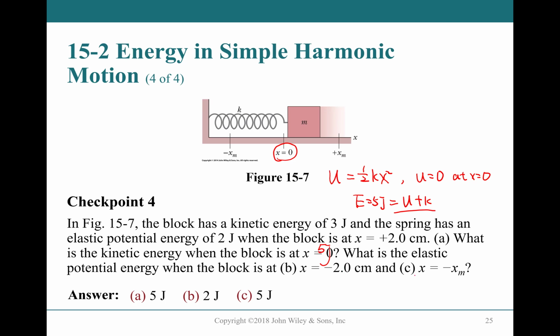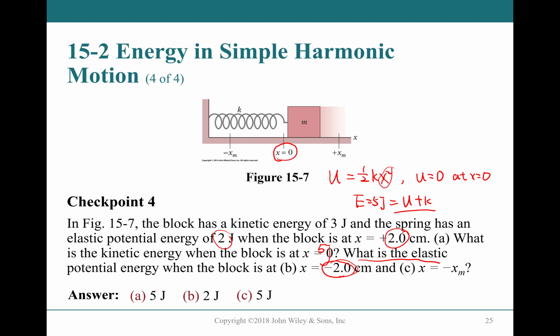And so that's 8. And your potential energy should be 0. And D, what is the elastic potential energy when the block is at x equals -2? So at x equals 2 and -2, you are going to have the same potential energy because it depends on the stretch, 1/2 kx squared. So +2 and -2, when you square it, you are going to get the same value.